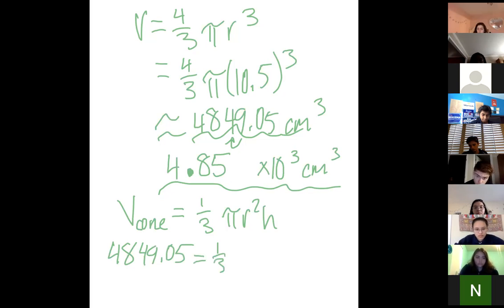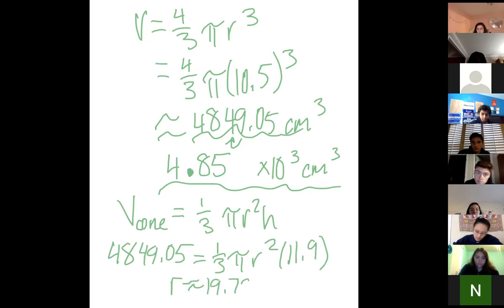Equals 1/3 pi r squared h. And then our height, they told us the height of the cone was 11.9. It's not the radius, it's the height. So make sure you plug it in the correct place. When you solve all of this, you end up getting that r is approximately 19.73, which means that in IB it is 19.7 centimeters for the radius.